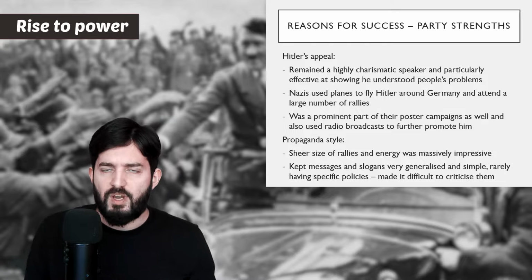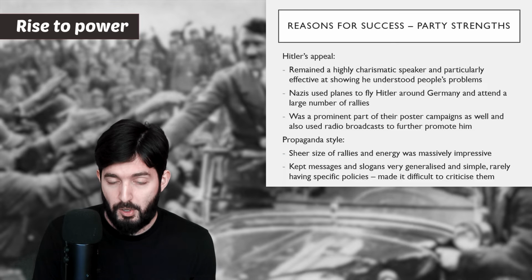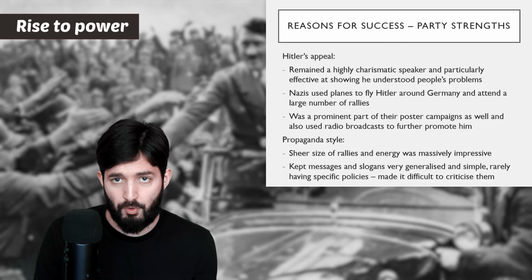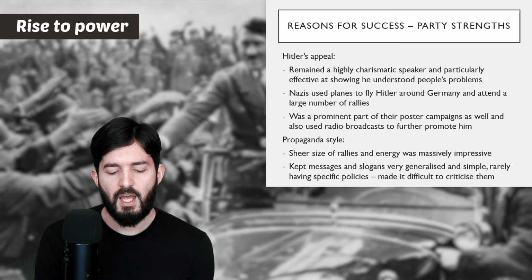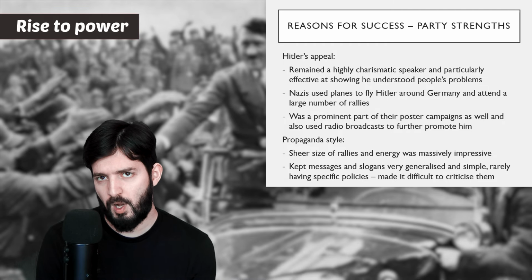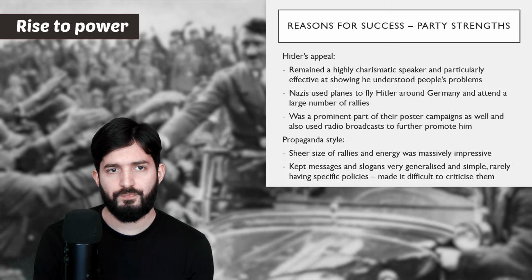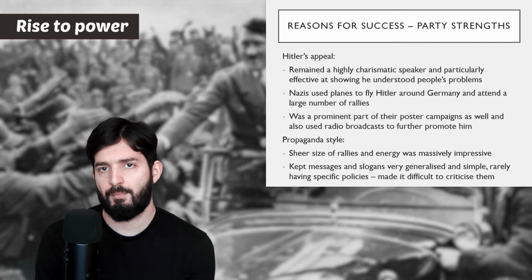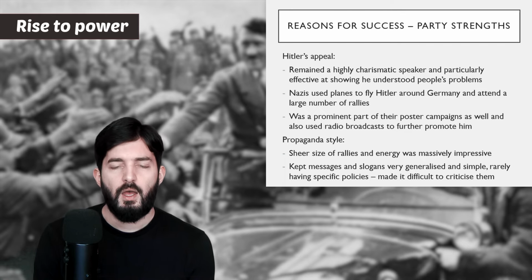He's also a prominent part of their poster campaigns. So posters typically tend to have Hitler on them, or aspects of his personality, as well as using radio broadcasts to further promote him as well. So Hitler himself is used extensively to promote the party, and they're able to use him quite effectively.